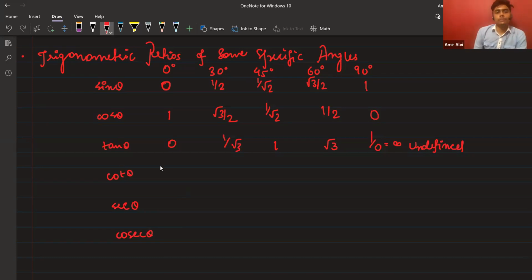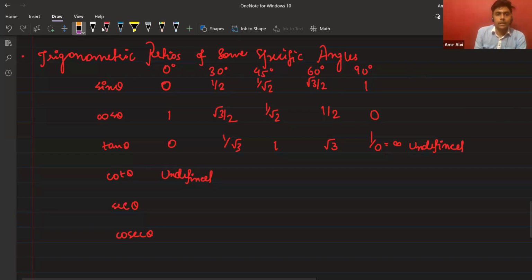So now we have cot theta. Cot is the reciprocal of tan. Yes, sir. Okay. So if you reciprocate 0, now 0 can be written as 0 by 1. And the reciprocal of 0 by 1 will be 1 by 0. Yes or no? Which means that cot 0 is undefined. Very good.